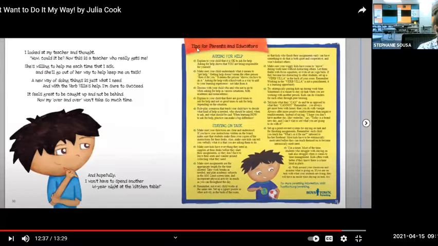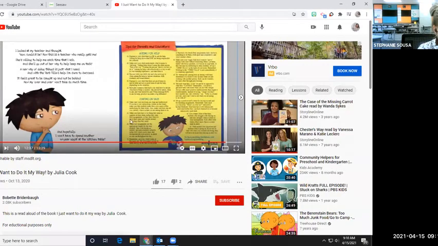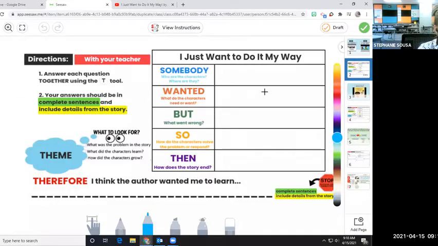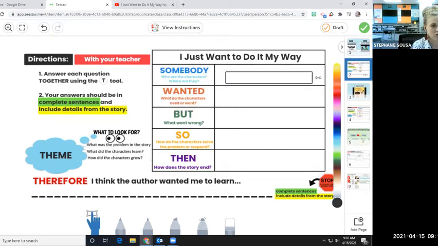All right. So we have taken a look at this text. Now, let's go ahead and get ready to retell it, okay? This is familiar to us. Let's do this together. I am going to be writing, so are you, or typing rather. So please be ready. All righty, somebody, who are the characters and where are they? Terrence.